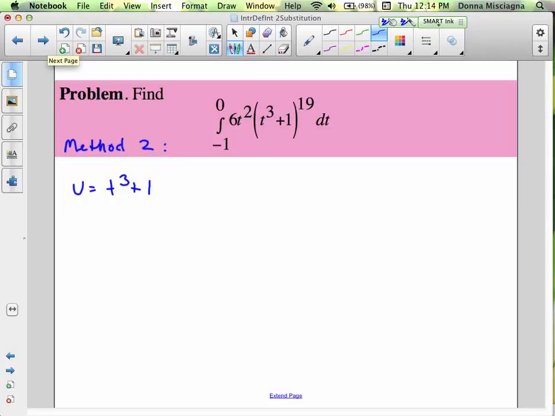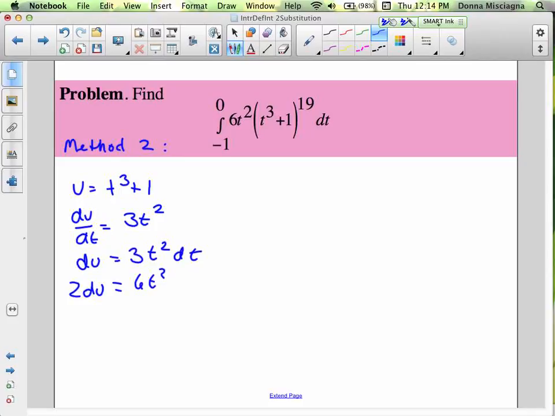All right, so u is t cubed plus 1, and so du dt is going to give us 3t squared. And notice we don't have a 3t squared, we have a 6t squared. That's okay. So du is equal to 3t squared dt, but we want 2 du. So 2 du will give us 6t squared dt. You can multiply and divide by a constant. That's not a problem. So it was really a 2 du we needed. So 2 du will take over for this one.